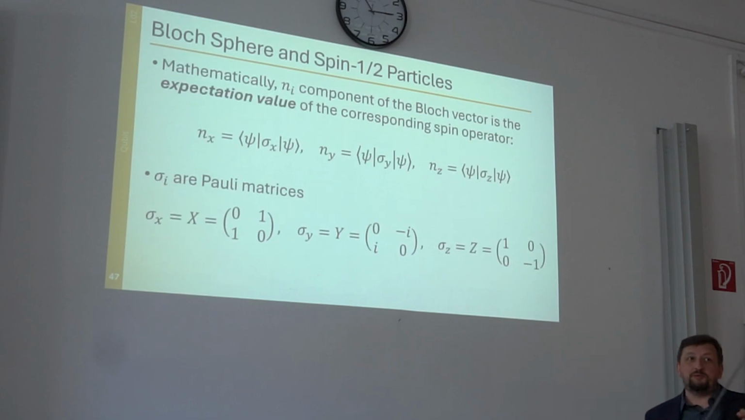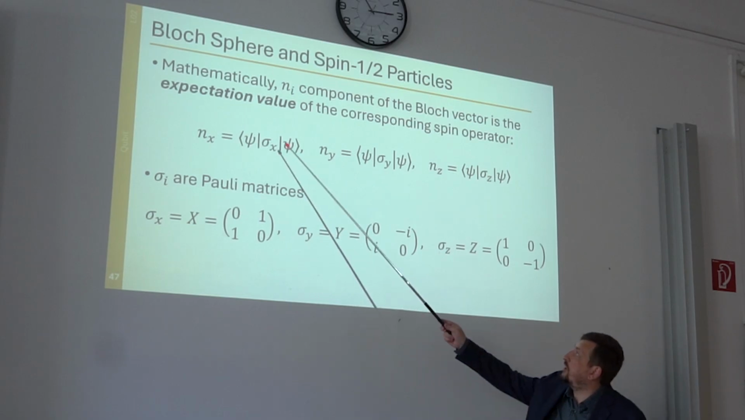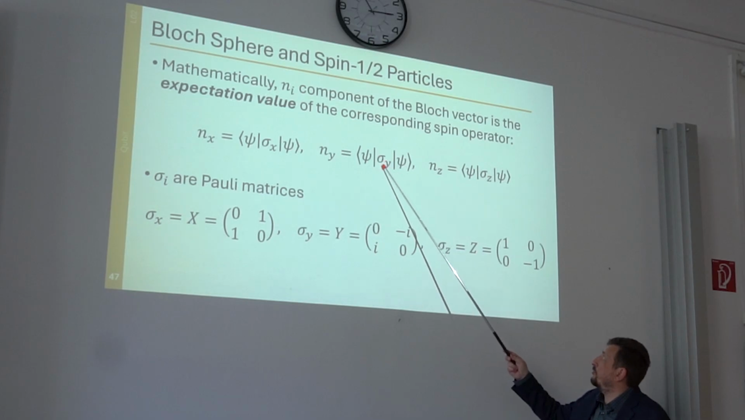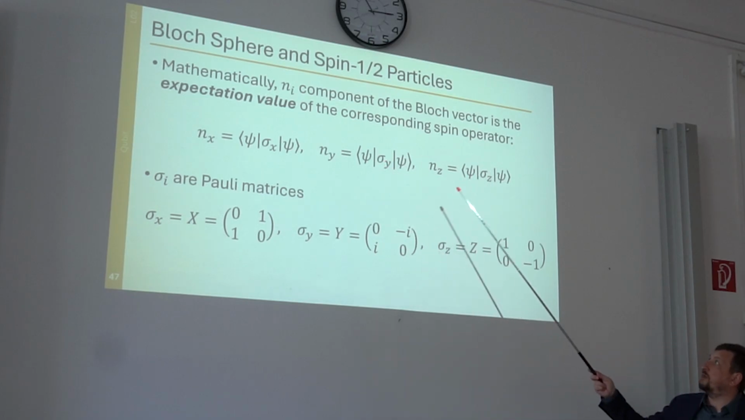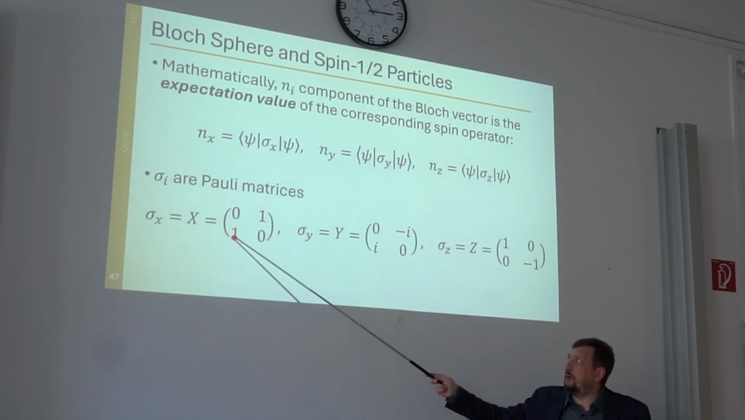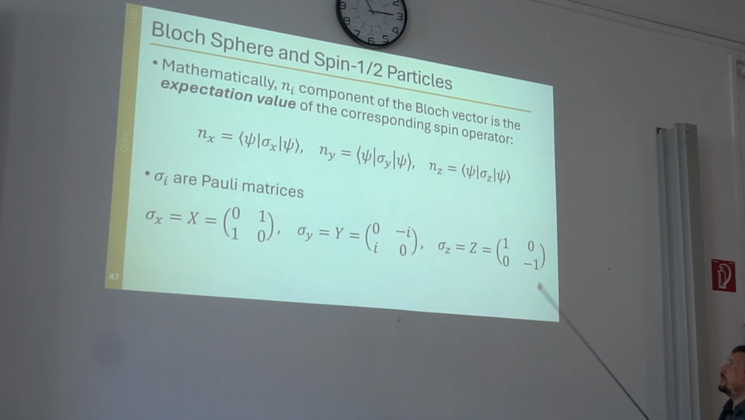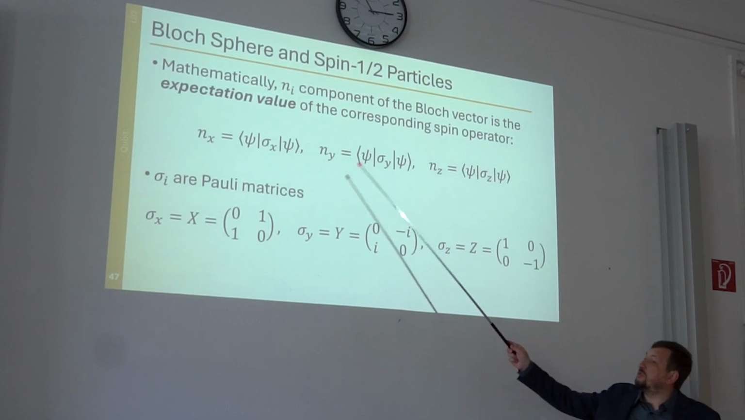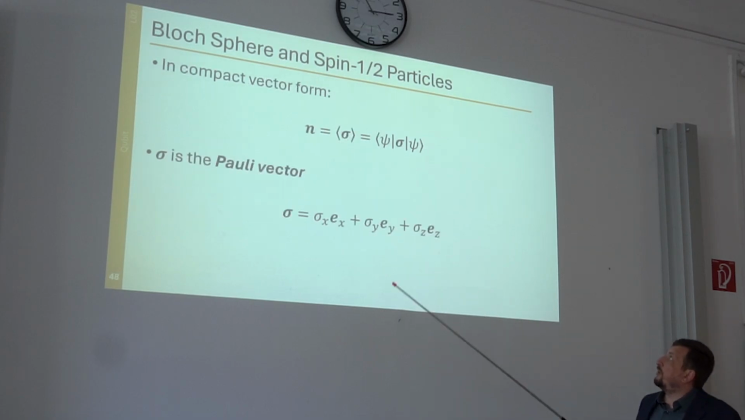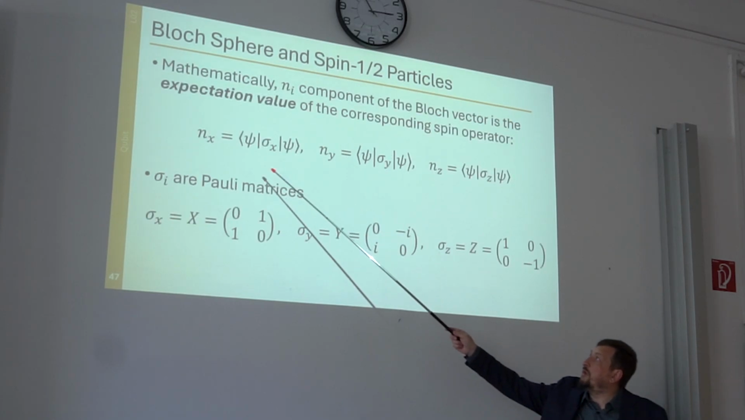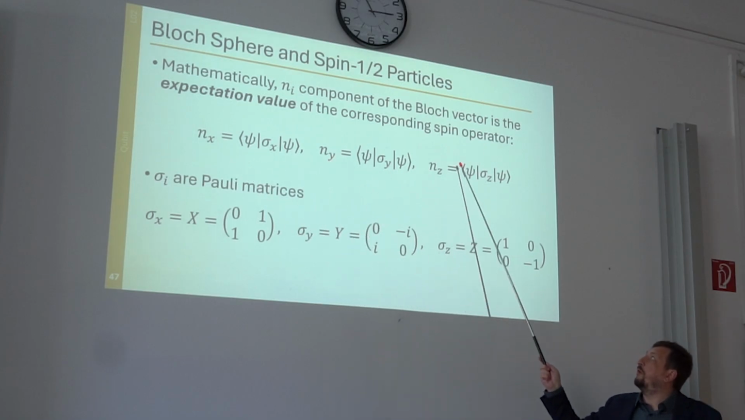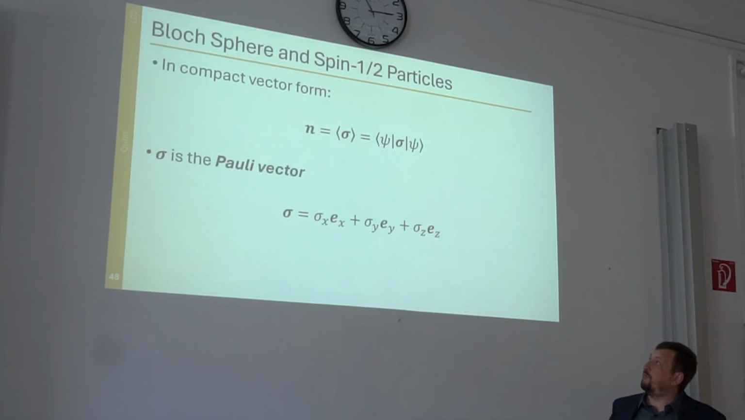What does it mean that we measure the average direction of spin? We measure the expectation value of this operator, the Pauli operators sigma x, y, z. Operators, when we are talking about spins, are represented simply by 2 by 2 matrices. So we measure these expectation values, and this gives me the components of this Bloch vector. We can write it nicely in vector form.